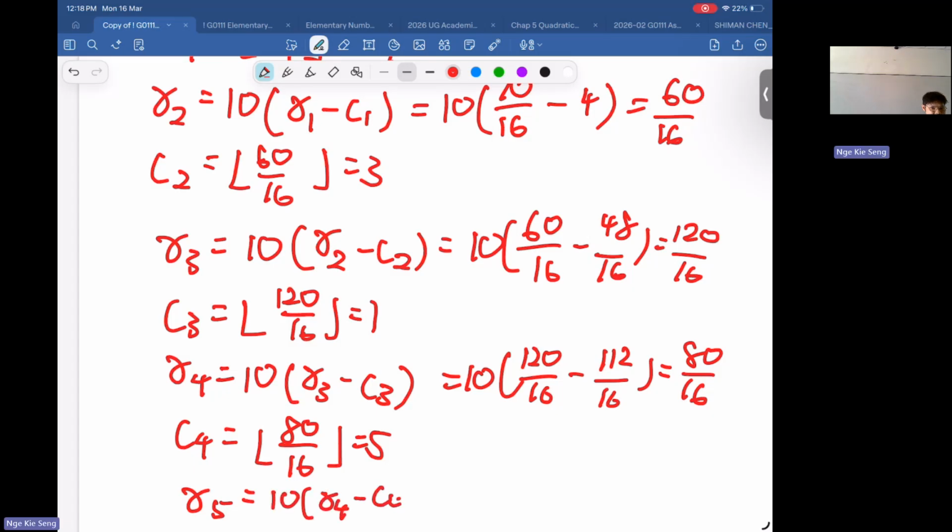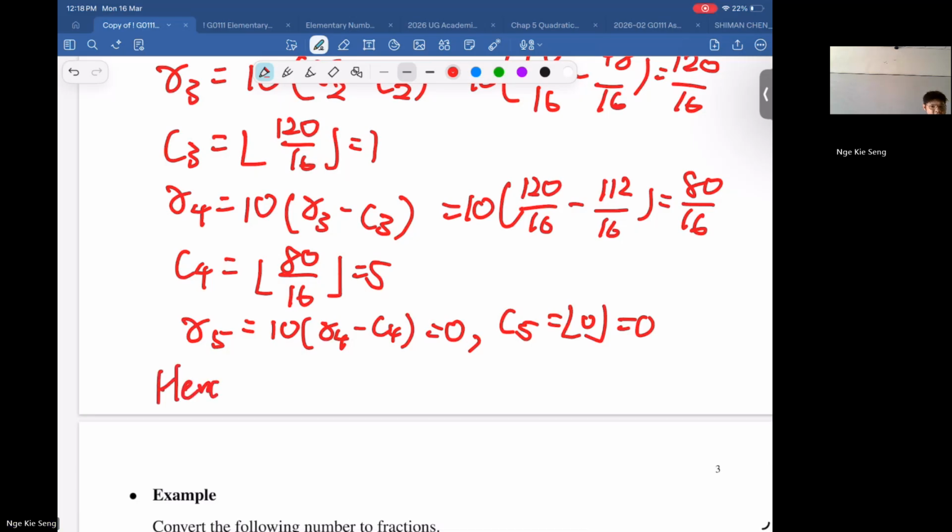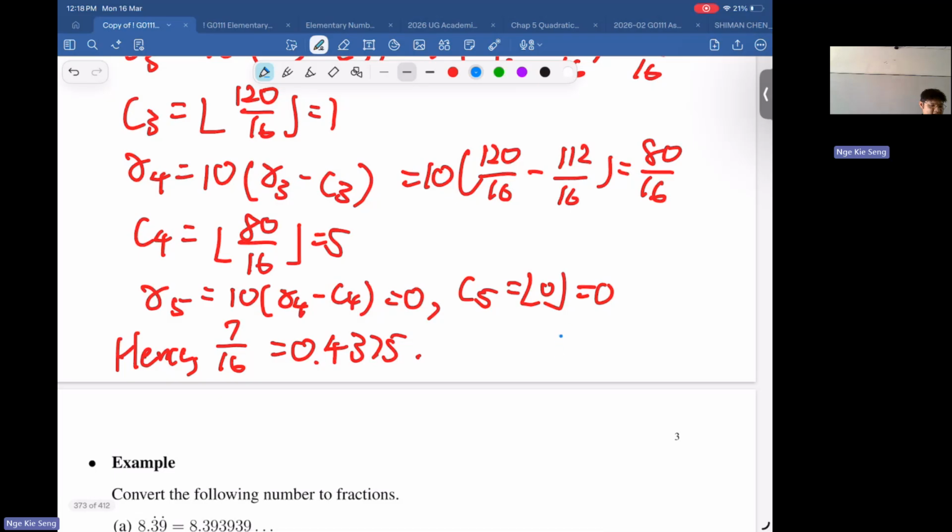So finally, we can stop at gamma 5 because you will get 0 there, and the floor of 0 is 0. So altogether, what do we get? You can use your calculator and check, or use the division algorithm. This one is 0.4375. So this is a very primitive method to find this decimal expansion. Otherwise, if you use the division algorithm, what would you do? You would divide 7,000 by 16 like that, and then you get 4375.